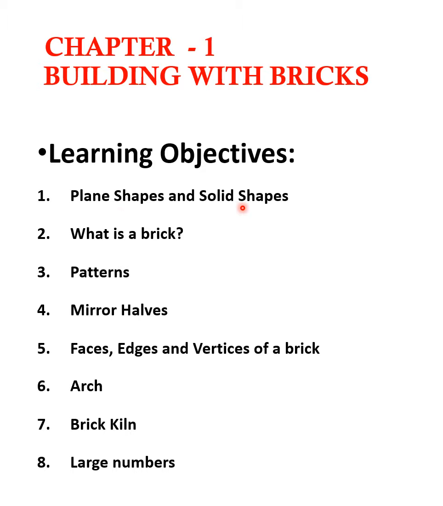First is plane shapes and solid shapes. Plane shapes are flat shapes and they can be drawn on paper, for example circle, square, rectangle, triangle, etc. Plane shapes have two dimensions, length and width. They have no thickness. And solid shapes are the objects that occupy space. They have three dimensions: length, width and height. Solid shapes examples are cube, cuboid, cone, sphere, cylinder, etc. In solid shapes, we can see faces, edges and vertices.